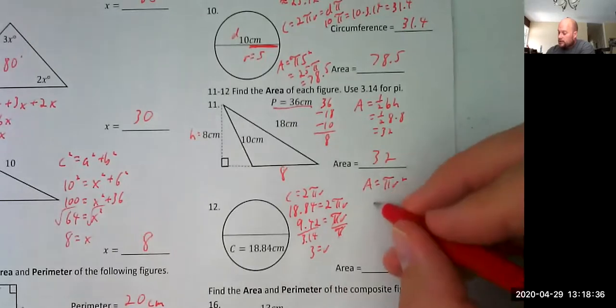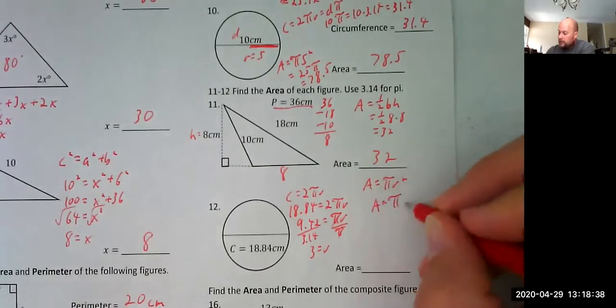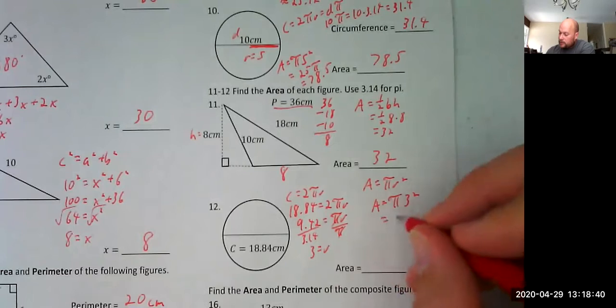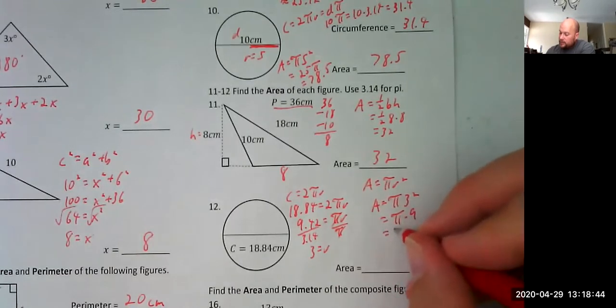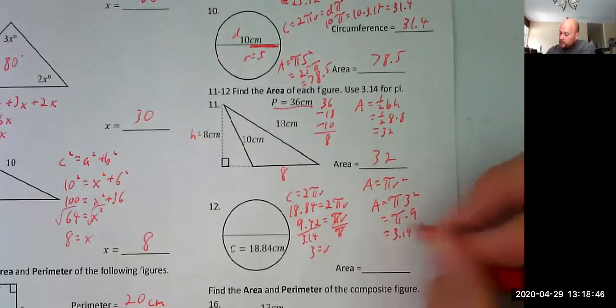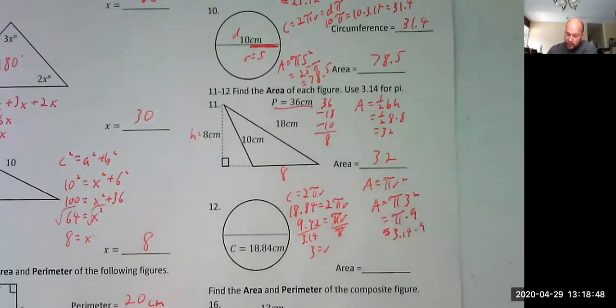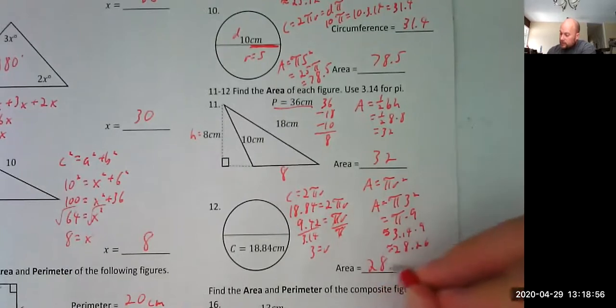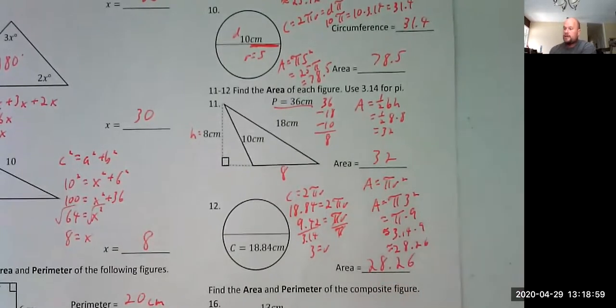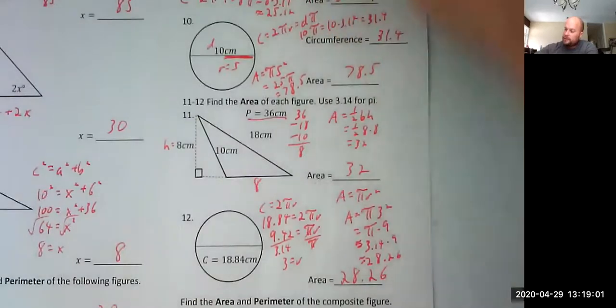Now we can plug it into our area formula. Area equals pi times 3 squared, pi times 9, again, times it by 3.14. 3.14 times 9 is 28.26. That's our answer, 28.26. So again, a little extra work on that problem.